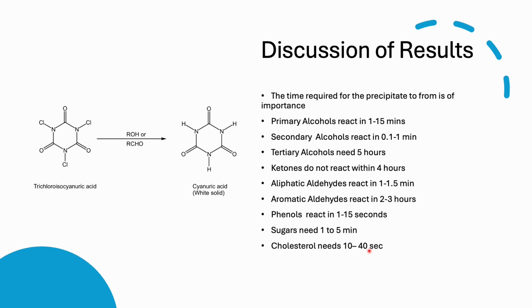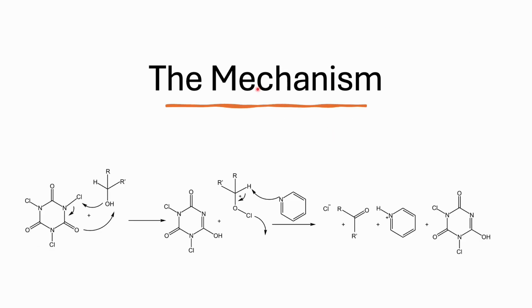In order to understand why primary alcohols and secondary alcohols react differently, I will discuss this in the next slide. In order to better understand why the TCICA test is mainly used to distinguish between a primary and a secondary alcohol, we need to discuss the mechanism. Now, we have already discussed that the TCICA is a chlorine-based oxidant. It will provide a chlorine which will interact with the hydroxyl group of the alcohol.